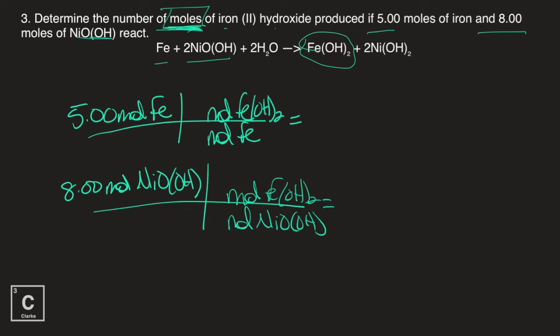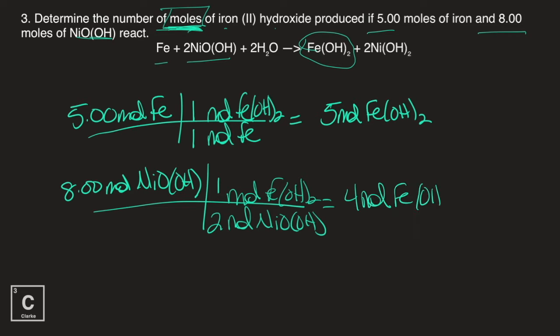So let's look at our balanced equation. We've got 1 mole of iron. We have 1 mole of iron 2 hydroxide. And we have 2 moles of nickel oxide hydroxide. So 5 times 1 divided by 1 is just 5. And 8 times 1 divided by 2 is just going to be 4. Now this problem asked us how much iron 2 hydroxide will be produced. And it always has to be the least amount. We will only produce 4 moles because the limiting reactant is nickel oxide hydroxide. That was pretty short, right?